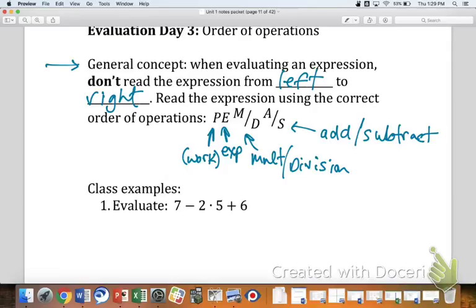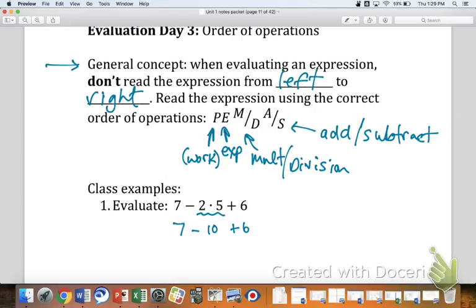So as I look through this, I do not see any parentheses, so there's no issues with doing the work in the parentheses first. I don't see an exponent either, but I do see a multiplication right there in the middle. So I'm going to do this multiplication before I do anything else. Instead of starting on the right and going left, or the left and going right, I'm starting right in the middle, aren't I? So 2 times 5 is 10. This would be 7 minus 10 plus 6.